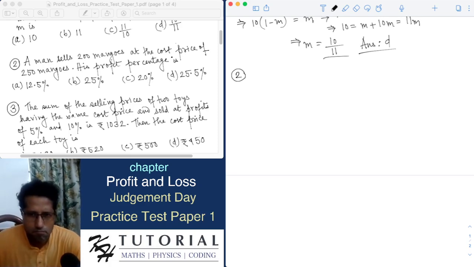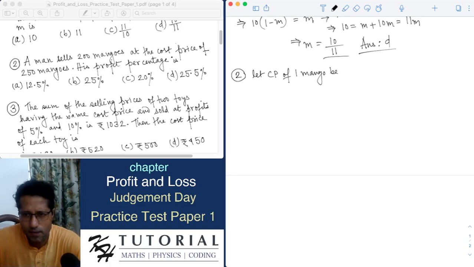So let's assume that since a man sells 200 mangoes at the cost price of 250 mangoes, indirectly it is giving some information about the selling price in terms of the cost price. So let cost price of one mango be X. Always try to solve the problems from the very basics, in the simplest method. If you follow the steps and apply the basic concepts slowly, you will definitely solve the problem. So let cost price of one mango be X.